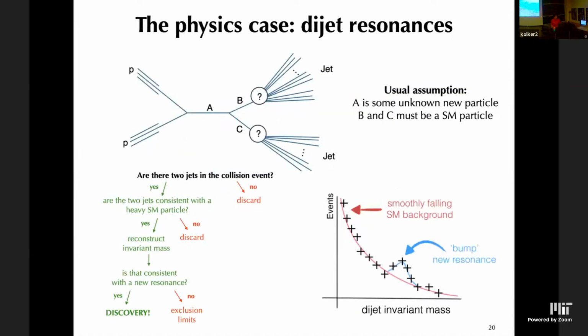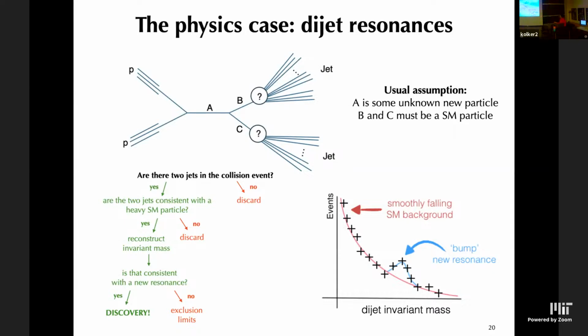So what do we do when we want to make an analysis? We want to make a search in which there is a new particle, A, for example, decaying into 2 particles, B and C, which then decay to jets. So we have 2 jets, so that's what we call a di-jet resonance. So we first look if there are 2 jets in the collision event, then we look if the 2 jets are consistent with some standard model particle, and if yes, we reconstruct the invariant mass.